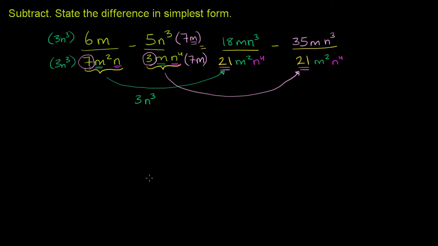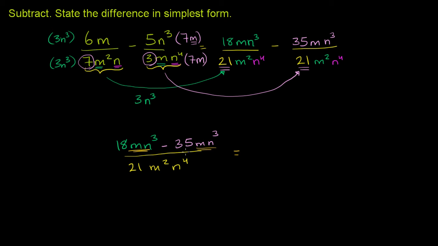And now we are ready to subtract, because we have the same denominator. Let me write the denominator here. Our denominator is 21m squared n to the fourth. And in our numerator, we have 18mn to the third minus 35mn to the third. Now this is interesting because we have 18 of something, of mn to the thirds, and we're going to subtract 35 of that same something. We have the same power on m, same power on n. So this is 18 of something minus 35 of that something.